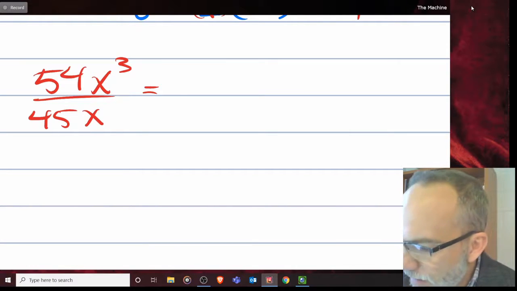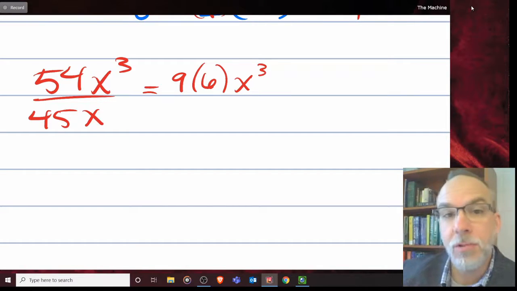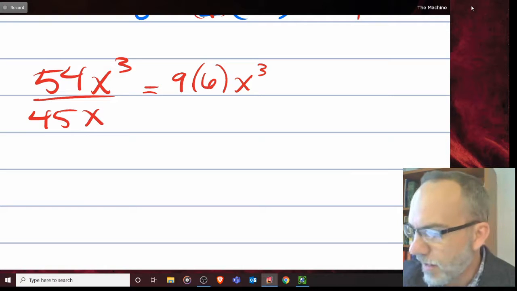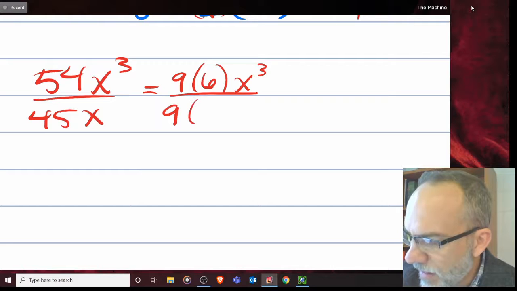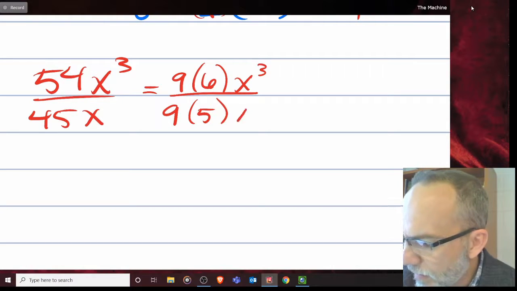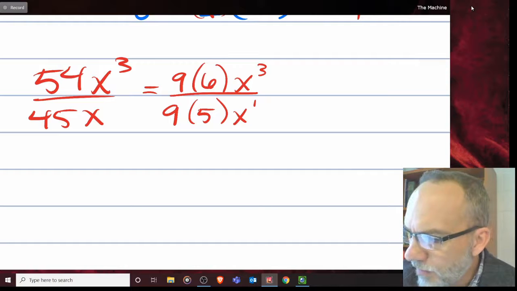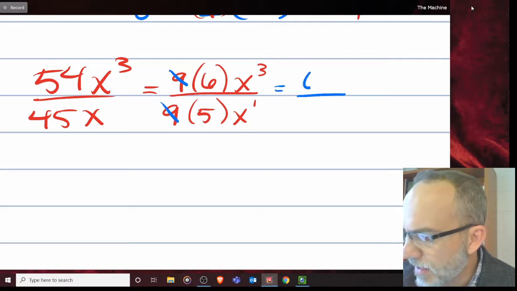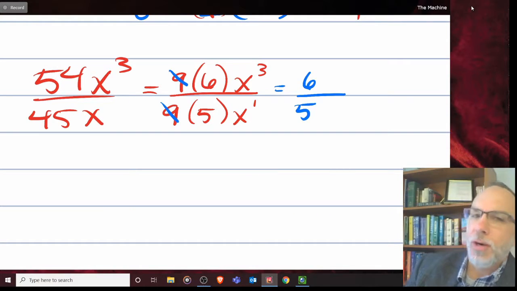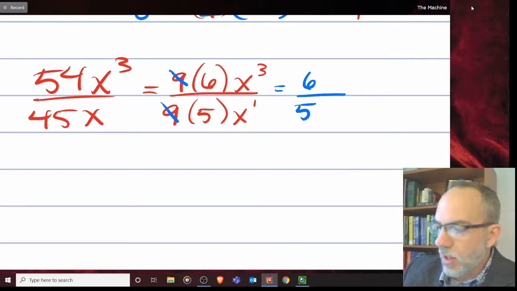So 54, that's going to be 9 times 6, and then x cubed is already factored. It's got a single base there, right? And then an exponent. And then divided by what's 45 factored, that would be 9 and then 5 here, and then this would be just a single x, and maybe we could even write that to the first. Now, if I've got 9 divided by 9, the common factor then cancels, so this cancels out, and what I'm left with numerically is going to be 6 on the top and the 5 on the bottom. Don't try to change that into a mixed number. Leave it as an improper fraction. Now, let's talk about the x's.